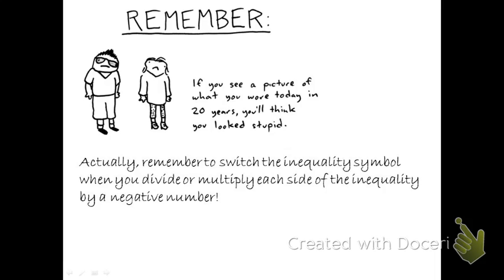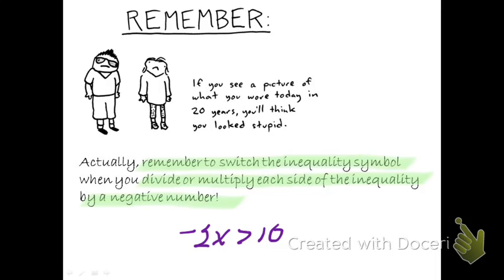But now, that's not what I want you to actually remember. I want you to remember this right here. The key thing is switching the inequality symbol. If you divide or multiply each side of the inequality by a negative number, flip that inequality. In other words, if I have -2x is greater than 10, I have to divide both sides by -2, so x is less than -5. Okay. Flip the inequality. Please try to remember to do that.